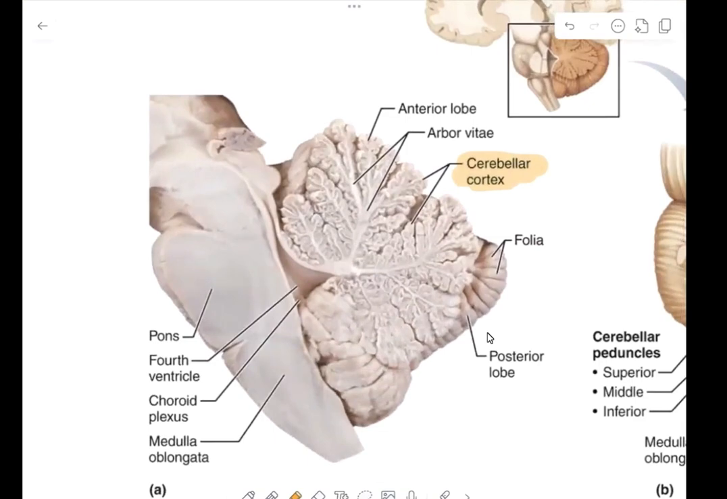The arbor vitae means tree of life, arbor meaning tree, vitae meaning life. We also see part of the brainstem, the pons and the medulla oblongata. Notice that the fourth ventricle is located between the pons and the cerebellum. Also located in that vicinity is another choroid plexus, where cerebrospinal fluid is produced.